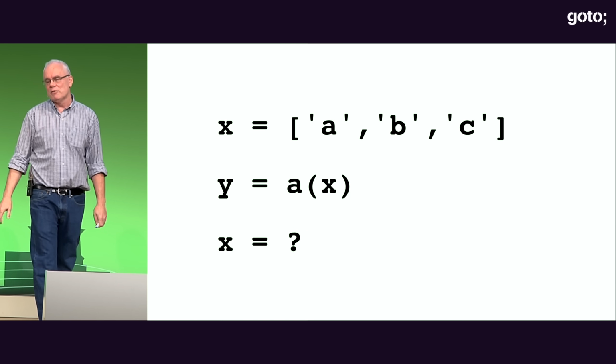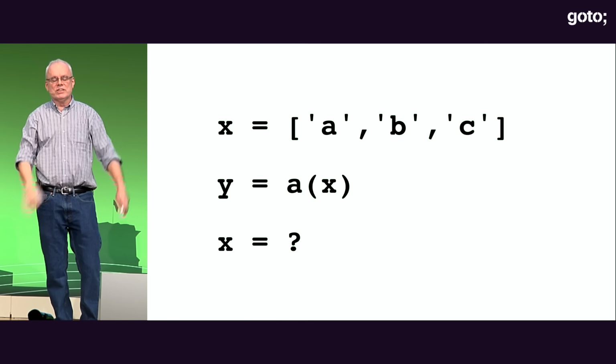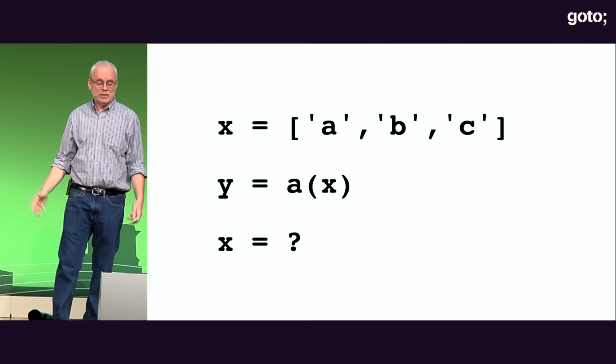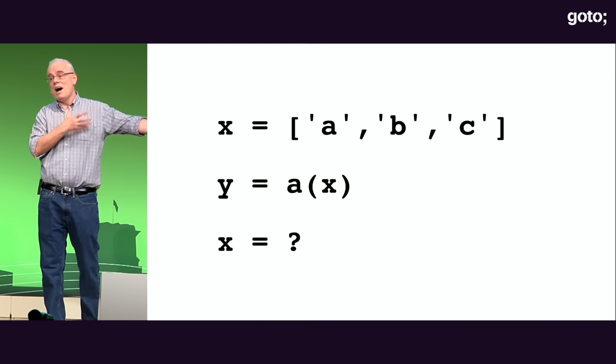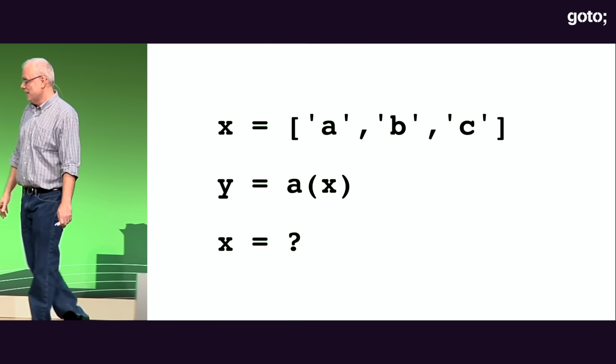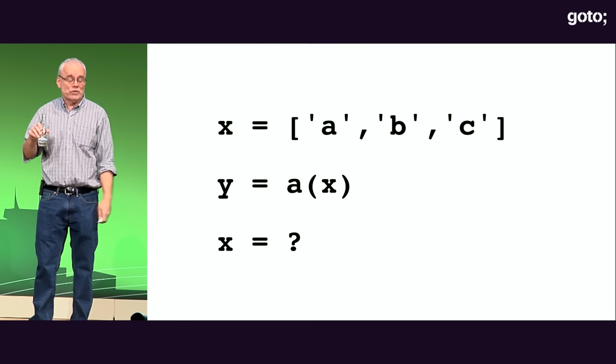Let's say we start with the 3-element array, x. And we call some function on x. And that function is a function that obeys these rules. So we produce some output, y, from that function. Now the question is, what's x at the end of this? It's the same thing. Those are the rules.